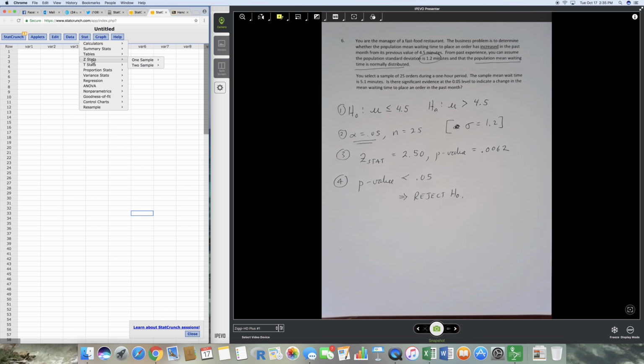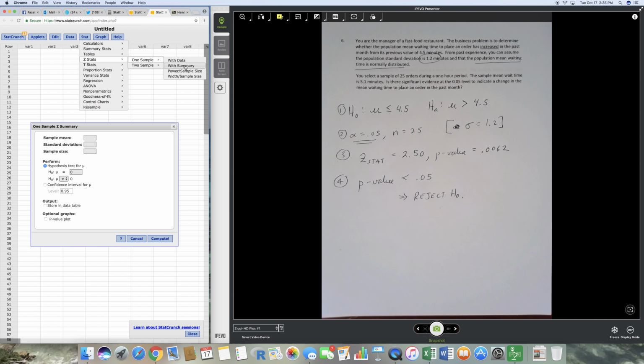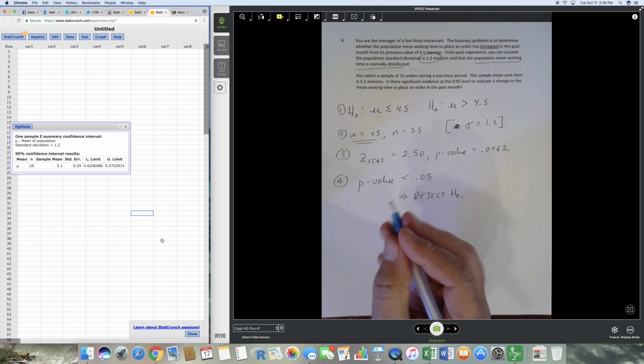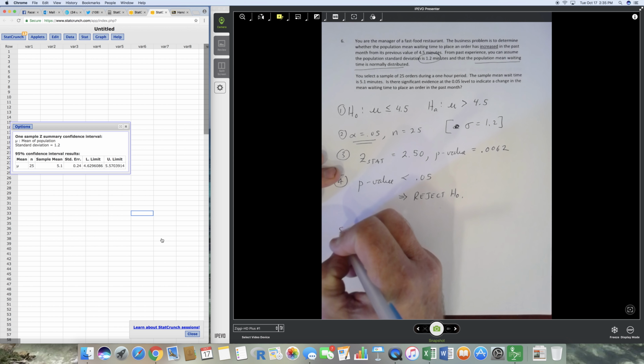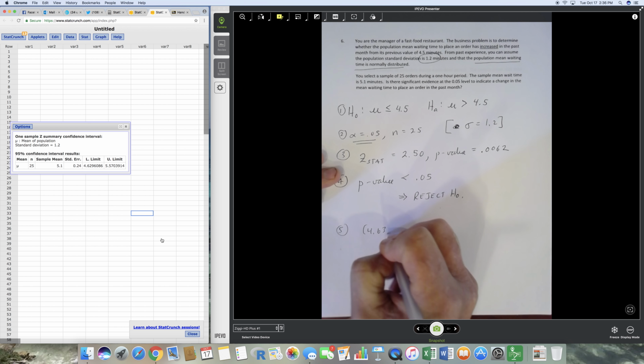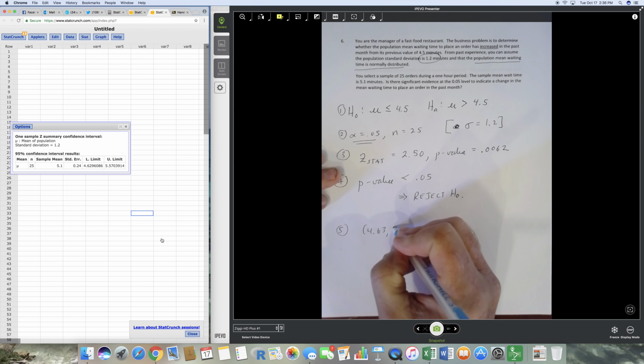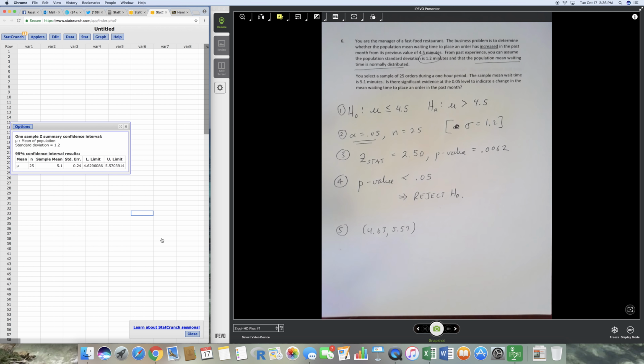So, guys, I would want to come in and do a z-stat one sample with summary. Sample mean of 5.1, 1.2, sample size 25, and I'd want to do a confidence interval of 0.95. So 4.63 to 5.57. So the mean wait time looks like it's increased somewhere between 4.63 and 5.57.